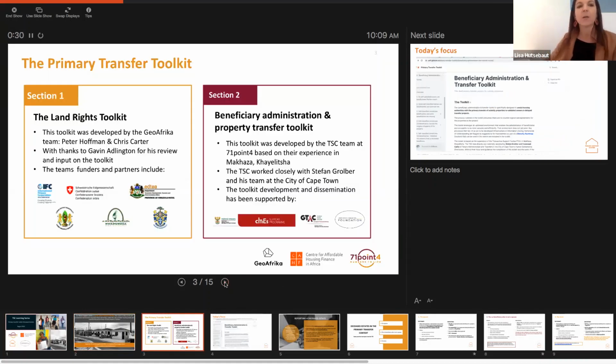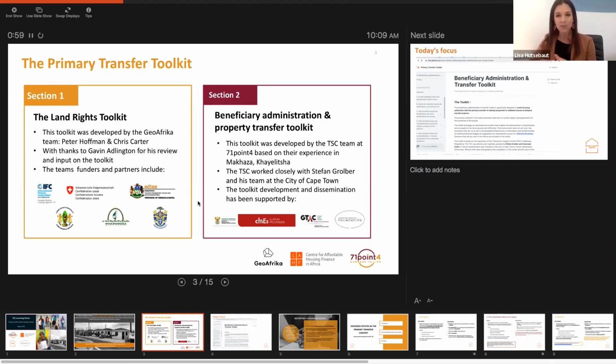The first one is what we call the Land Rights Toolkit, which was basically developed by the guys at GeoAfrica, Peter Hoffman and his team. That toolkit looks at unblocking the land issues. So issues around the registrations of your townships, your general plans, encroachments, things that are happening on the land that potentially block those transfers from going ahead.